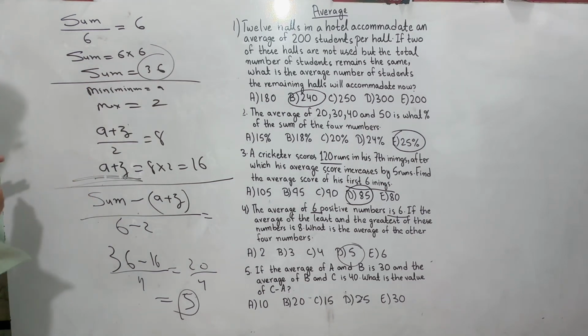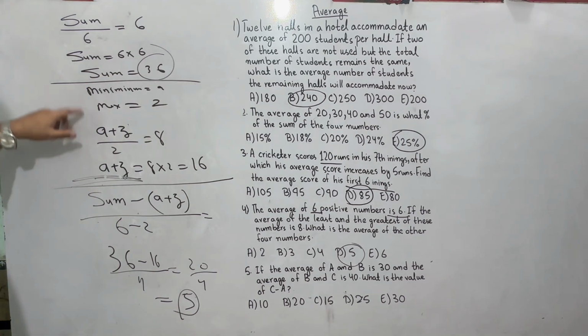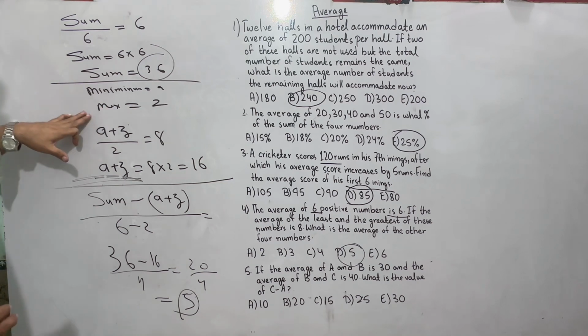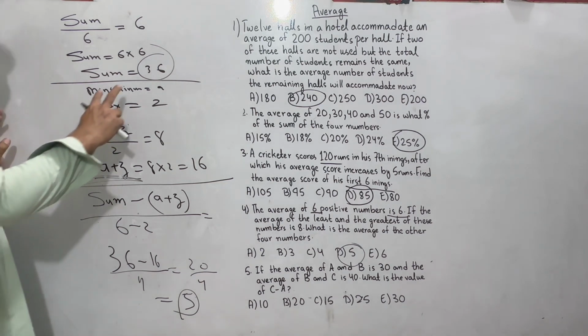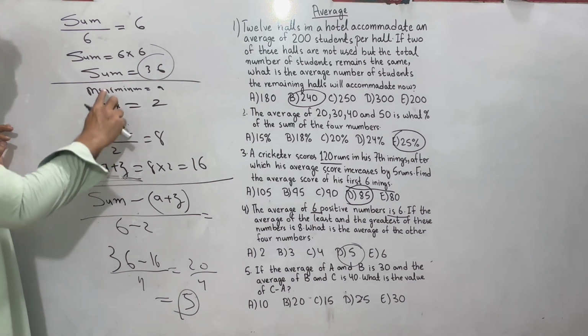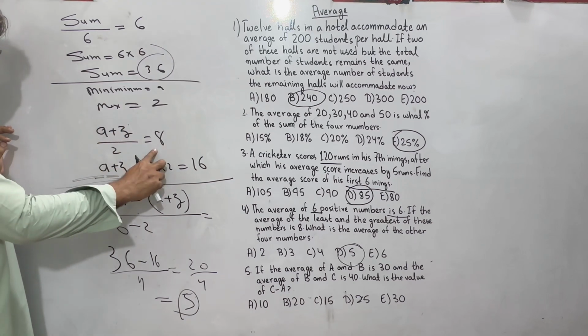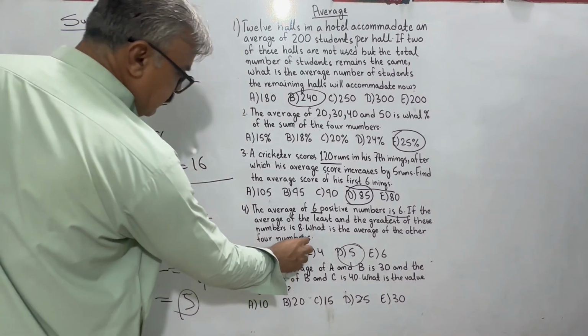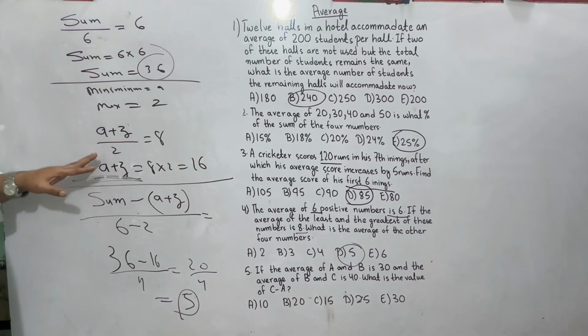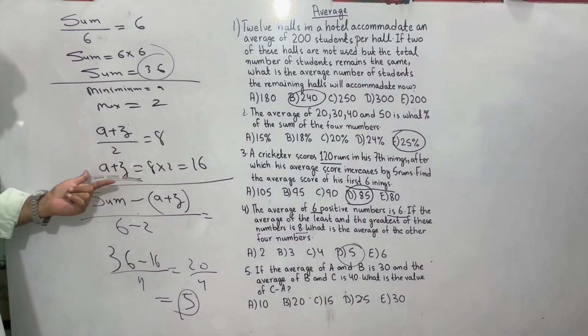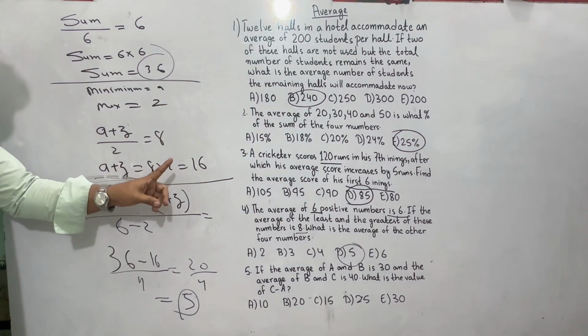We have to subtract the minimum as well as the maximum. Suppose the minimum number is x, the maximum number is z. The average of the least and greatest, A plus Z divided by 2, is equal to 8. It is given to us. The average of the least and the greatest is 8. Multiply by 2 here, so the sum of the least and greatest number is 16.